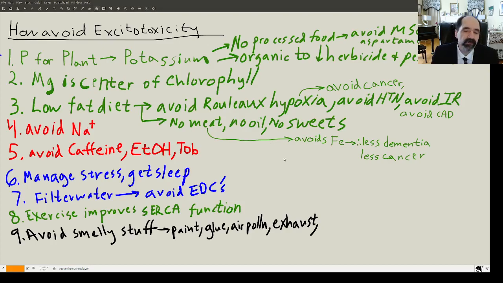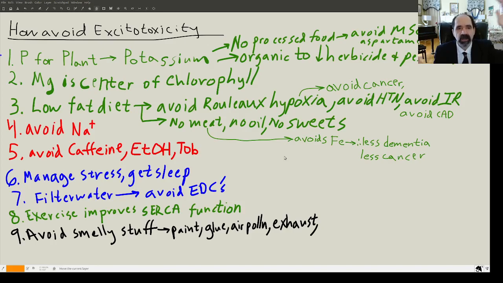Okay, so how does a person avoid excitotoxicity? Well, P for plants, P for potassium. Plants have tons of potassium. If you look at the nutrition labels, this is actually a good way to tell real quick if food is good or not. Look at the nutrition label and you'll see tons of potassium in any true plant food and very little sodium.